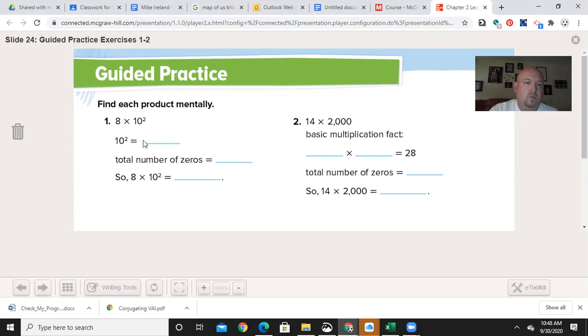So 10 squared is what? Let's go back to my annotation tool. Let's work through this. How many zeros are in 10 squared? What does that exponent tell you? Right, that there's 2. Total number of zeros, 2. So 8 times 1 is 8, and there are 2 zeros. And there we go. All right, I'm going to have you practice a few.